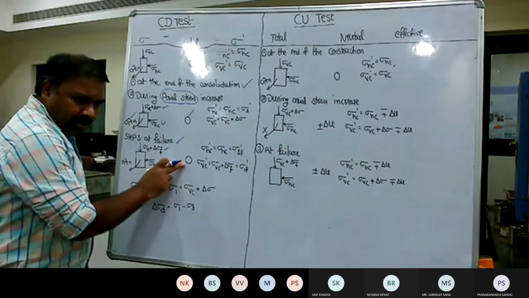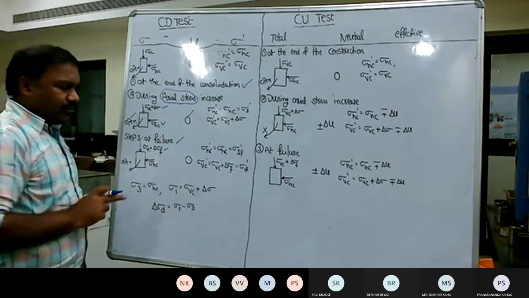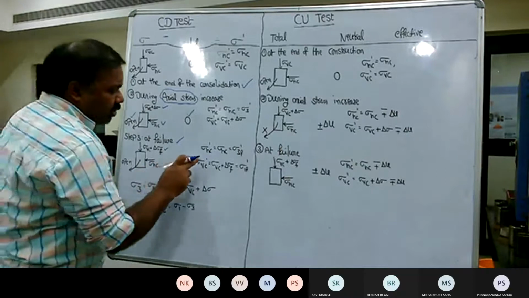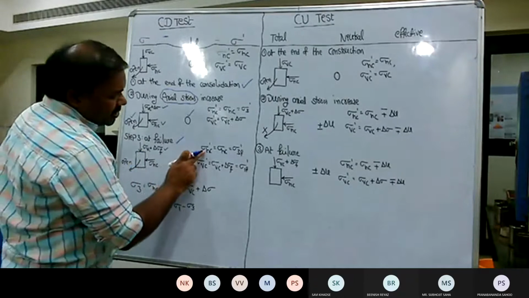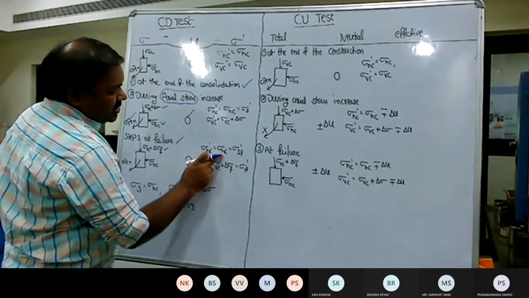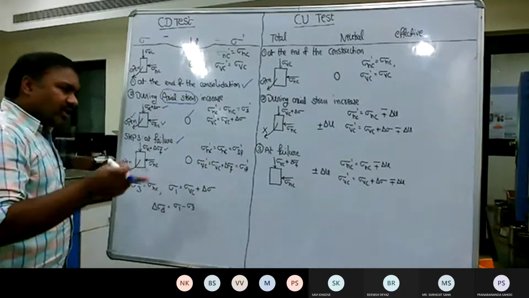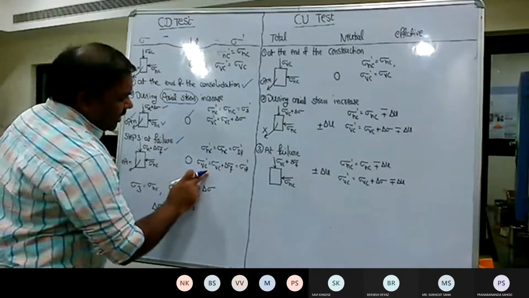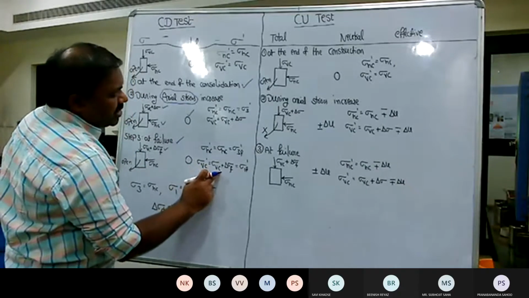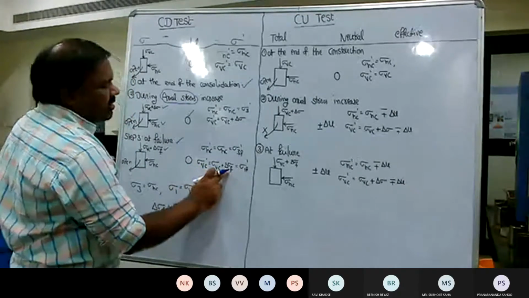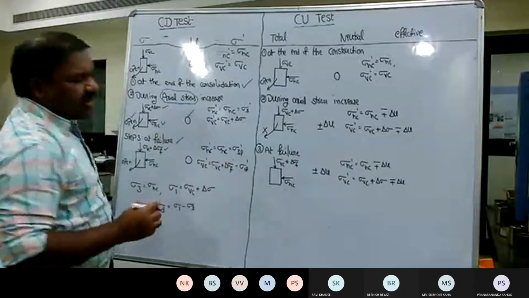Since the valve is open, there was no development of pore water pressure, therefore U becomes 0. Now if you are asked to write the stresses in the form of effective stress, sigma dash hc is nothing but sigma hc. The total is nothing but effective in the lateral direction. While in the axial direction, sigma dash vc is equal to sigma vc plus delta sigma f. That is the axial stress at failure.